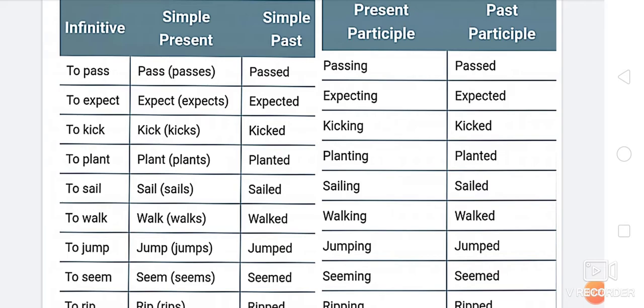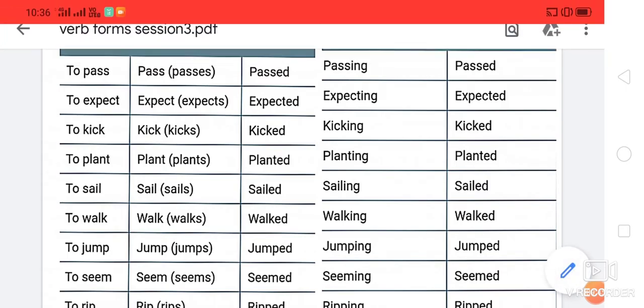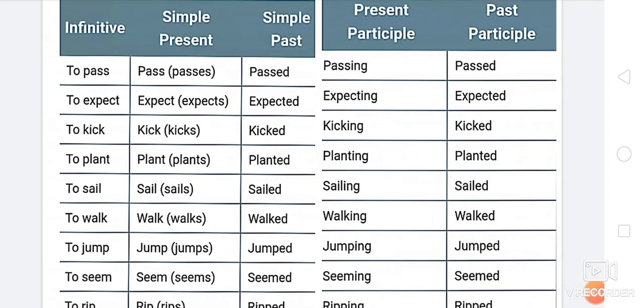Now one more thing I want to tell you here. 1, 2, 3, 4, 5. You can see that there are 5 different columns here. These columns are nothing but different forms of verbs. These different forms of verbs are taken as the V1 form, V2 form, V3 form, V4 and V5. So we can say that there are 5 different forms of verb.